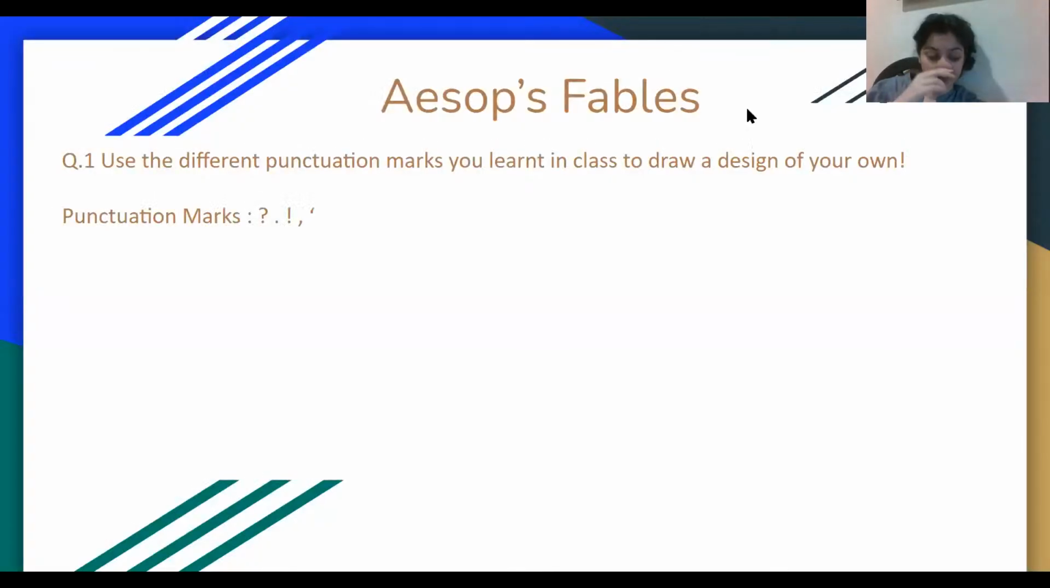So this is your assignment for the week. Okay, you have to write your name, class, your date, and the name of your school. Your assignment is to use the different punctuation marks you learned in class to draw a design of your own. So these are the different punctuation marks. We learned question mark, full stop, exclamation mark, comma, and apostrophe. So I want you to come up with your own design. It can be absolutely anything like a rangoli, or if you want to draw a person using it, absolutely anything.